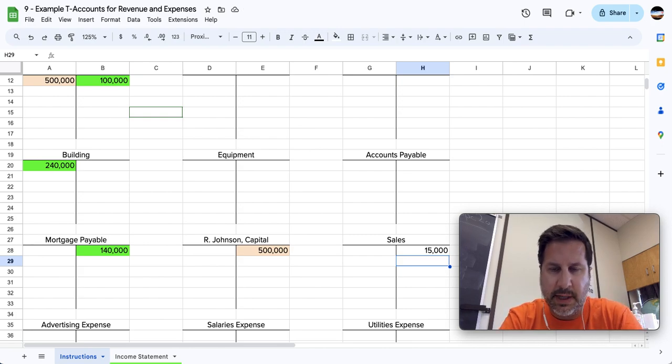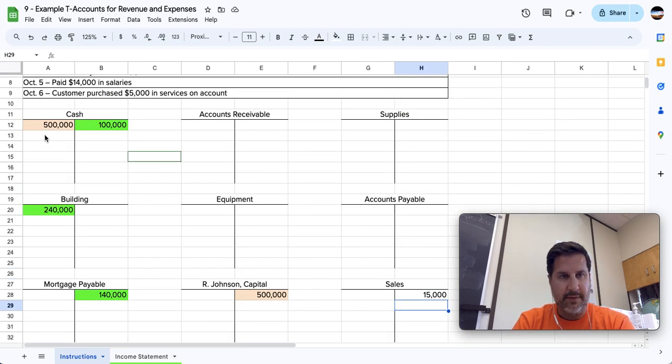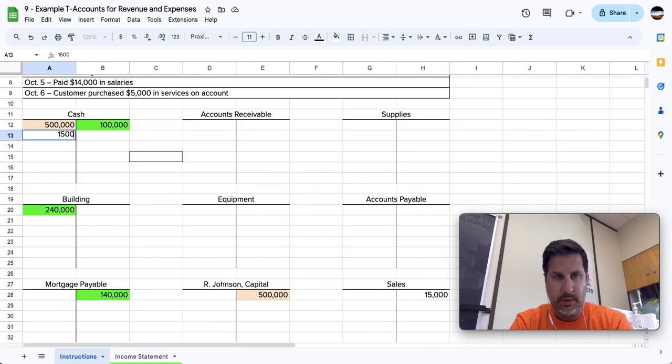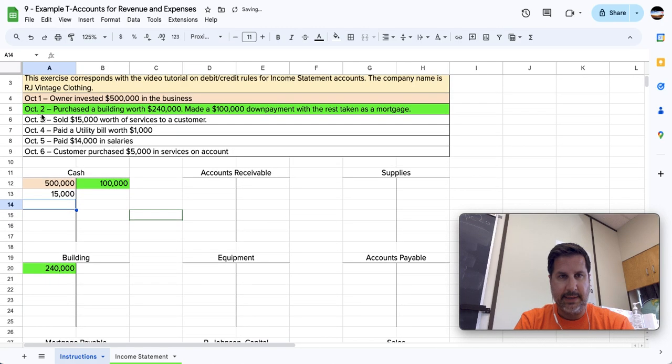There's a very simple explanation, and that is when the company makes a sale, the owner gets that money. So the more money that an owner makes, the more equity that they have in a business. So sales are actually a minus plus account. They increase with a credit and decrease with a debit. And because we made a sale here, we're going to get $15,000 in cash. So that is that transaction.